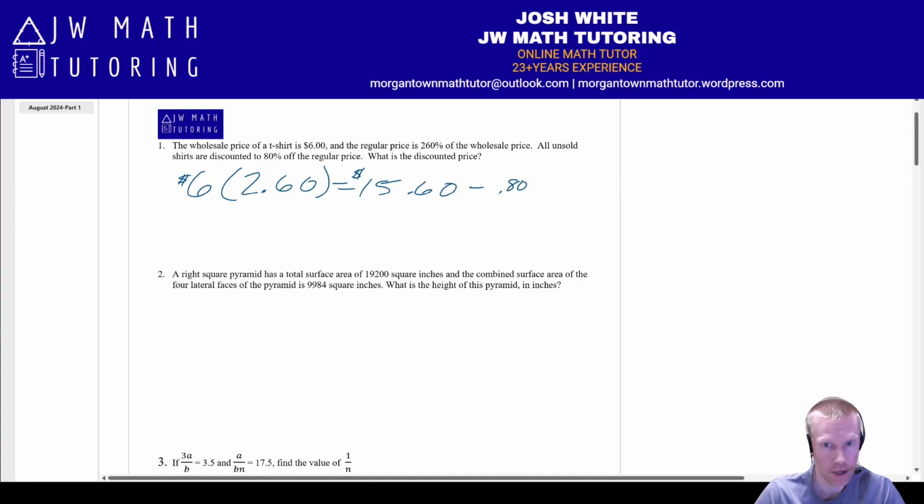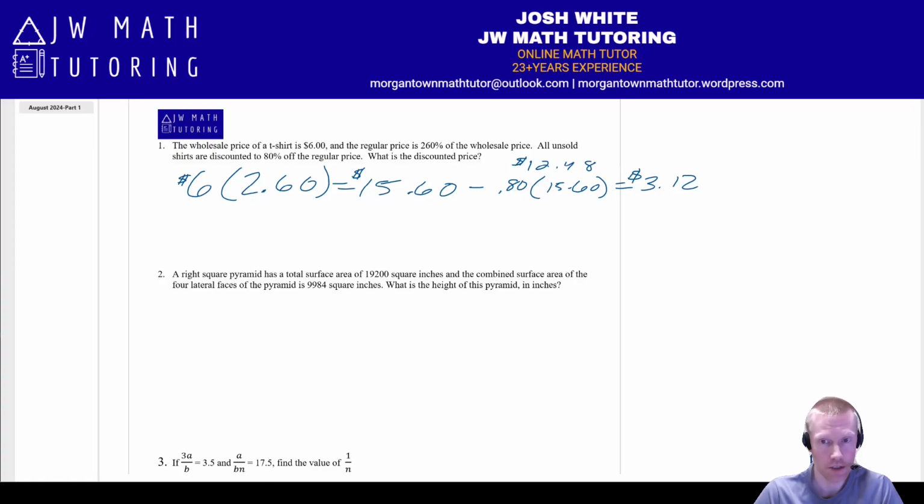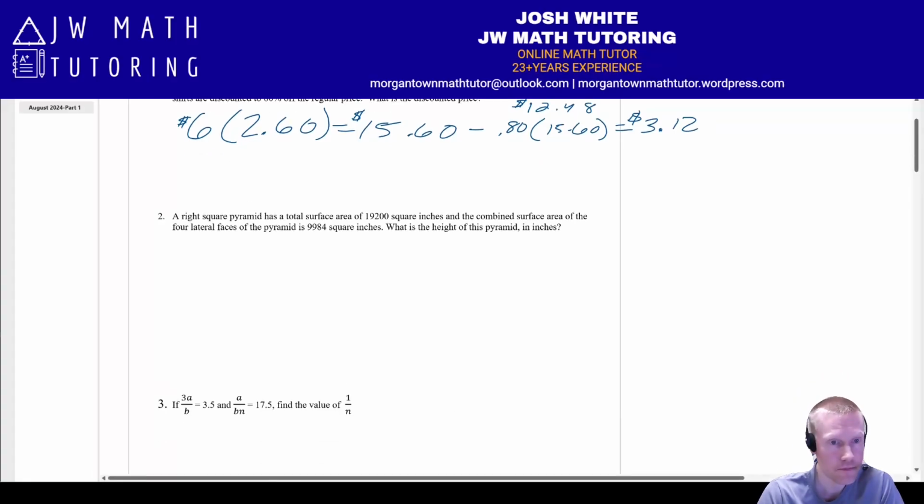So we're just going to take 0.80 and multiply that by the 15.60 to get the amount of the discount we're taking off. That is just $12.48. Then you can subtract those two, and the answer would come out to be $3.12. So not sure if this would be multiple choice or they would actually want you to enter 3.12 if it was free response, but this is basically how you can solve it.